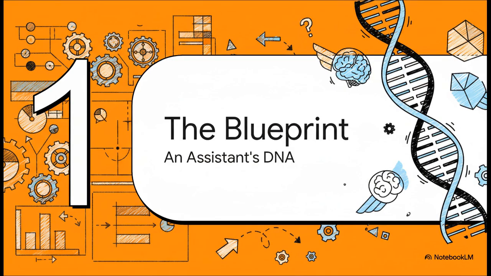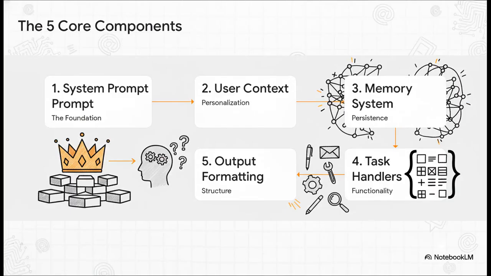Okay, so how does this all actually work? We need a blueprint, right? A kind of DNA for our assistant. This is the stuff that turns a generic chatbot into your personalized copilot. Let's break down what that DNA is made of. These 5 components you see here, these are your building blocks. The system prompt, that's the foundation. It tells the assistant who it is. Then you've got user context, which is all about you. The memory system is what gives it that persistence so it doesn't get amnesia. Task handlers are its special skills, like knowing how to draft that perfect email. And finally, output formatting just makes sure the answers you get are actually useful and structured. You put all 5 together, and that's where the magic really starts.